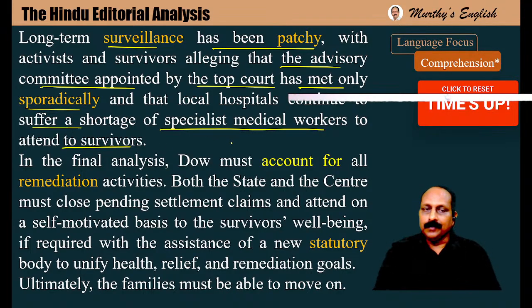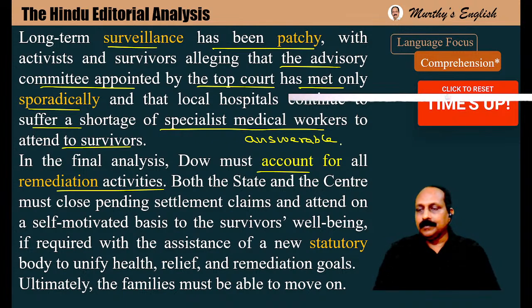Second issue. In the final analysis, Dow must account for all remediation activities. Account for is an important phrasal verb. What does it mean? Answerable. Account for means answerable for something. All remediation activities. Remedy means solution. Both the state and the center must close pending settlement claims. Here we have an important expression, both and.